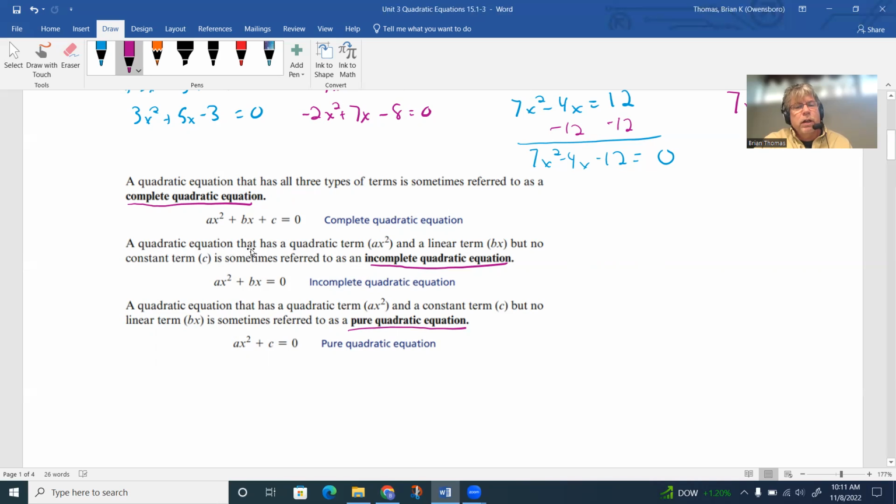A quadratic equation that has just the quadratic term and the linear term, but there's not a constant present, sometimes that's called an incomplete quadratic equation. So notice that if you have the quadratic term and linear term present, this is described as an incomplete quadratic equation. And then this last one, a quadratic equation that has the quadratic term and the constant, but no linear term, is described as a pure quadratic equation. So if the quadratic term and the constant are present, this is referred to as a pure quadratic equation. It's helpful to actually give these three types of quadratic equations names as we move forward.